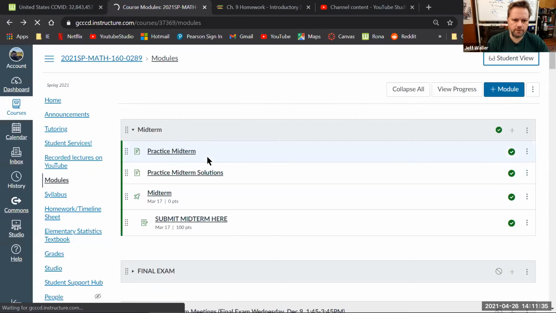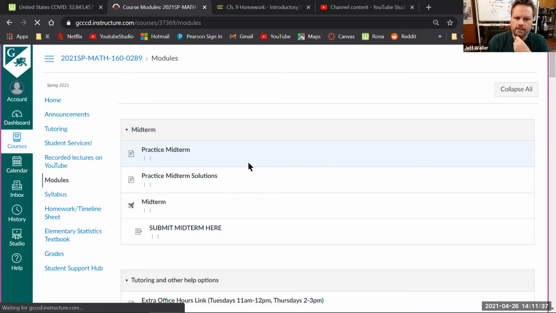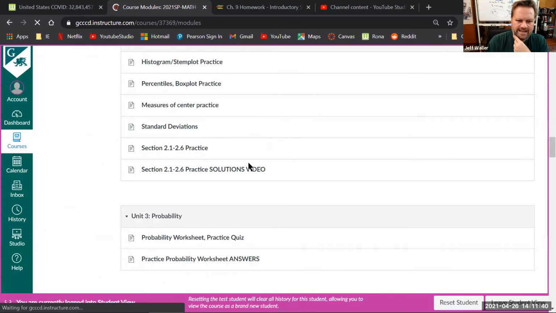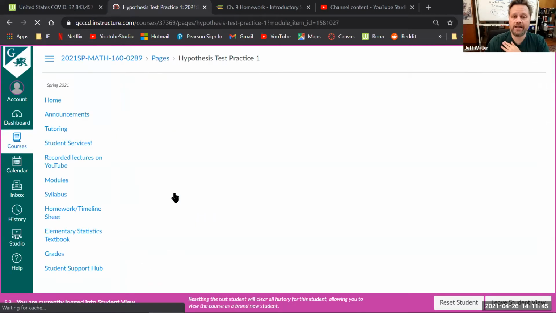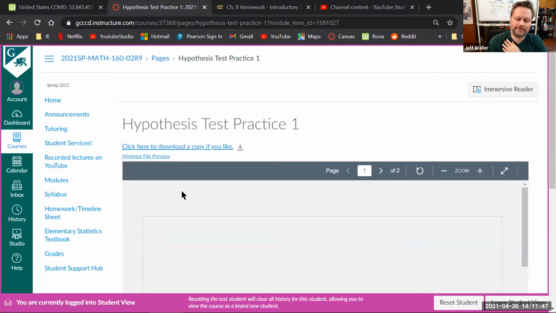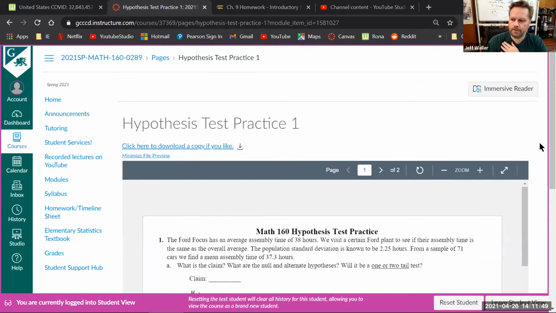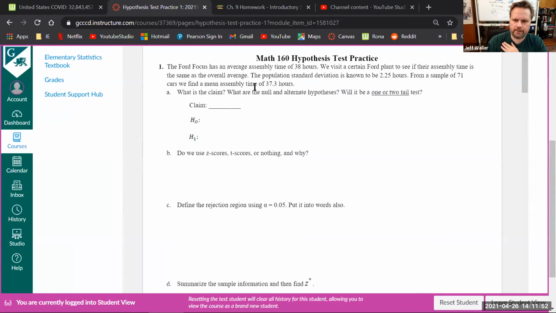Student view. If you scroll down, go to Canvas, scroll down to unit 9. You go to hypothesis test practice 1. That's me promising there are more. Let's do this first side here together, and then I'll let you guys do the other side. So I'm going to stop sharing this way. I'm going to share it a better way. Is everybody able to go get that? You guys all with me? Okay, I'll take that as yes.